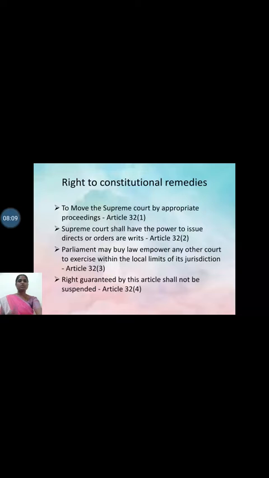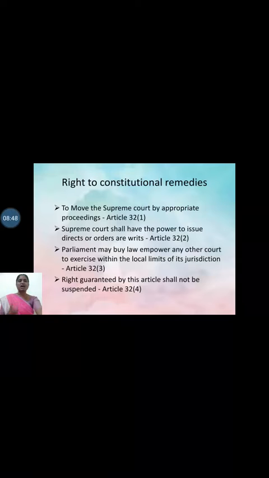Okay, the next one, the Supreme Court shall have the power to issue directions or orders or writs, that is elaborately discussed in Article 32 part 2. The Supreme Court of India has the right to issue writs in the nature of habeas corpus, mandamus and prohibition. Like that. Article 32 part 3 tells us Parliament may by law empower any other court to exercise within the local limits of its jurisdiction. That is elaborately discussed in Article 32 part 3.